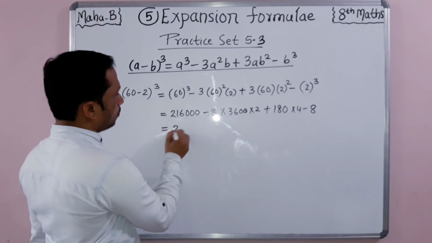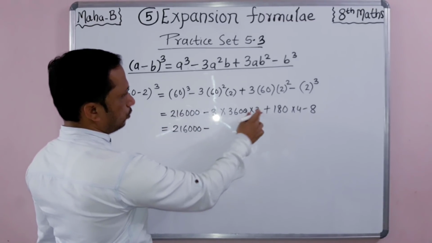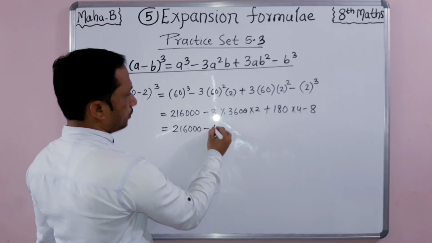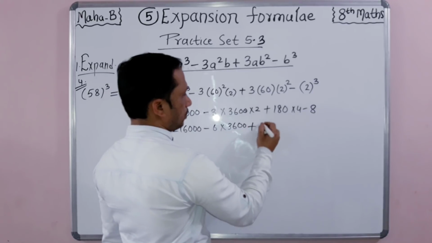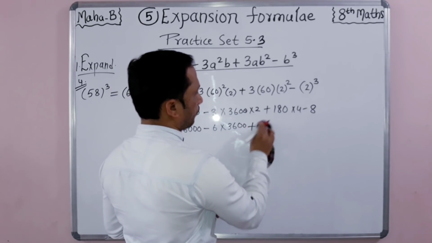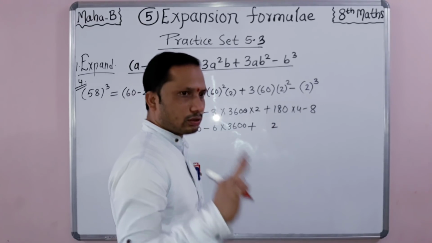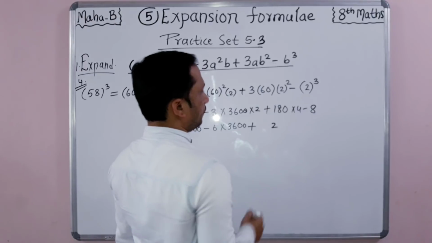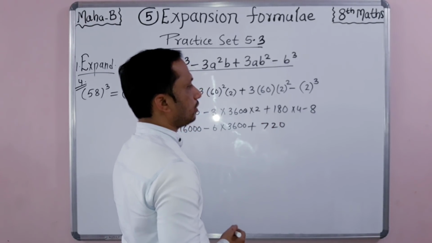Okay student, then 216,000, minus 3 into 2, 6 into 3, 600 plus 180 into 4. Okay student, 180 into 4. See, 8 4s are 32, 2, remaining 3 is there, 4 1s are 4 and it is 7.